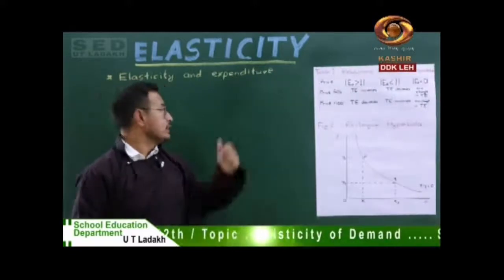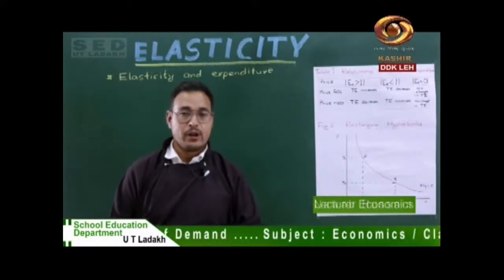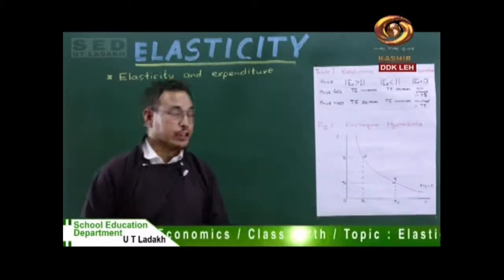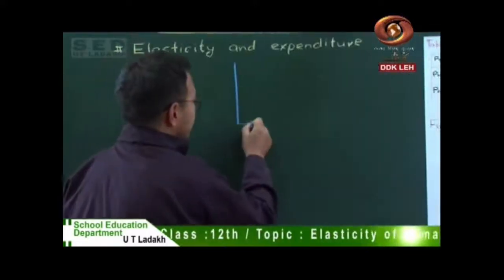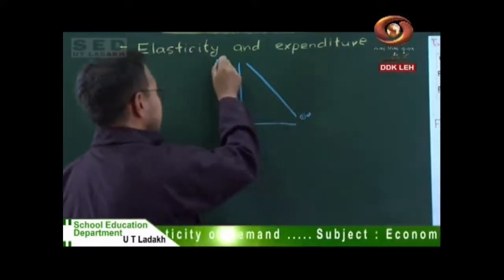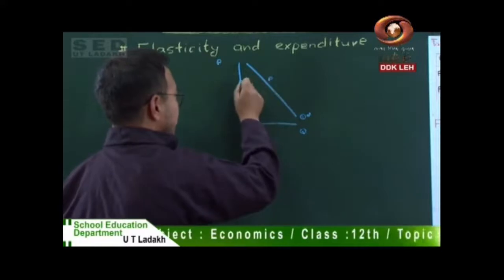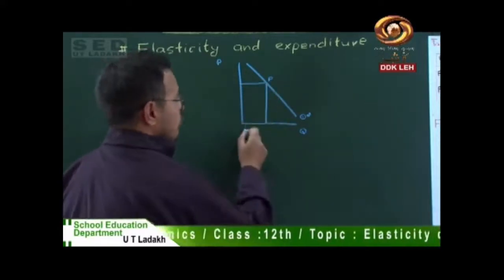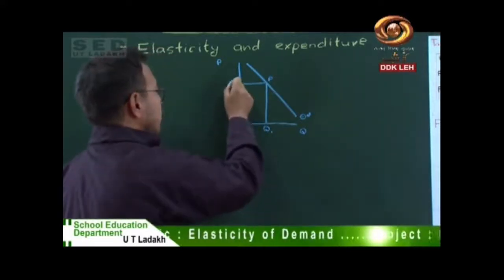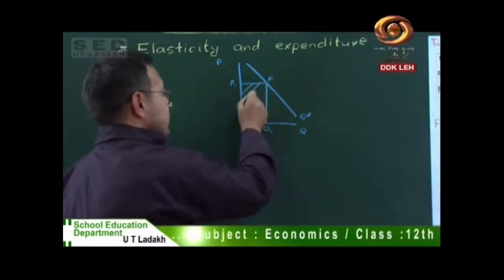So the last topic for today is the relationship between elasticity and expenditure. Expenditure is the total amount that you are spending on a particular commodity. Now if I draw a demand curve, say this is your demand curve QD, this is your P, and this is your Q. Say at point P, how much are you consuming? Suppose you are consuming Q1 of good, and for each good you have price P1, then your expenditure will be this entire area.